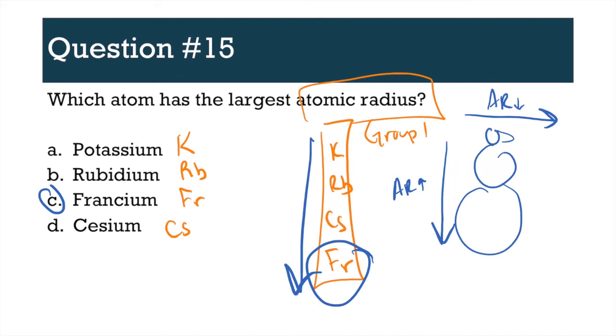Table S has the values of each of these atomic radii, and you can still come to the same conclusion that francium has the biggest radius.